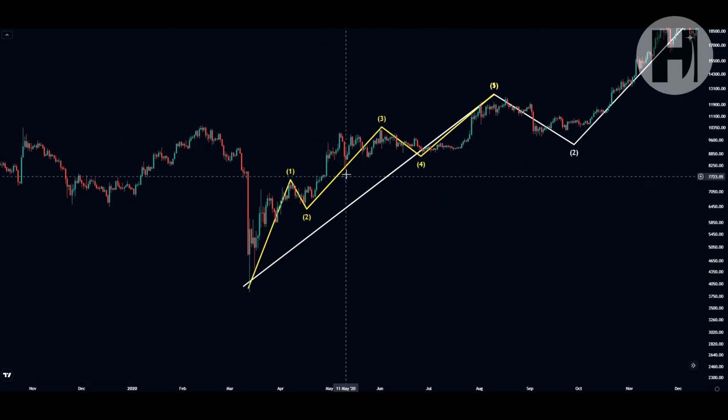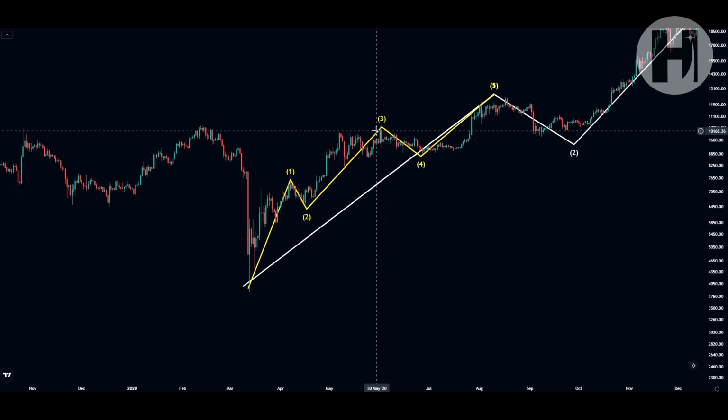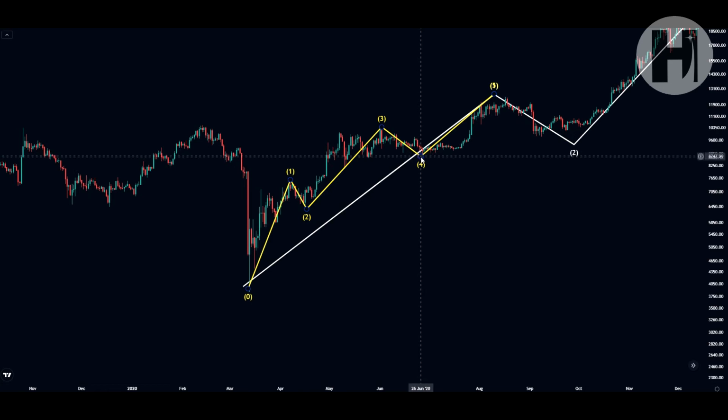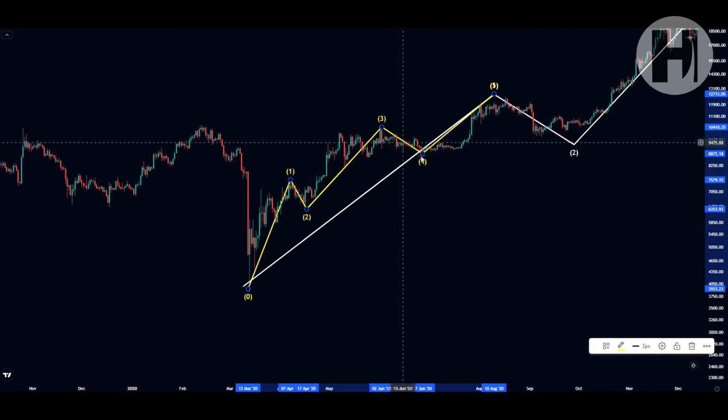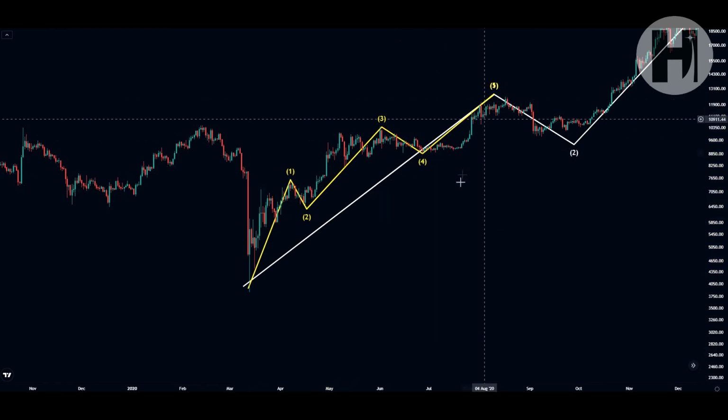As you can see, wave 3 is always the largest wave. And you have your wave 4 pullback. Wave 4 sometimes can get real nasty, like we've seen with Bitcoin. You can get pretty deep pullbacks. Here, it wasn't that deep. Then you have your wave 5 leg up.